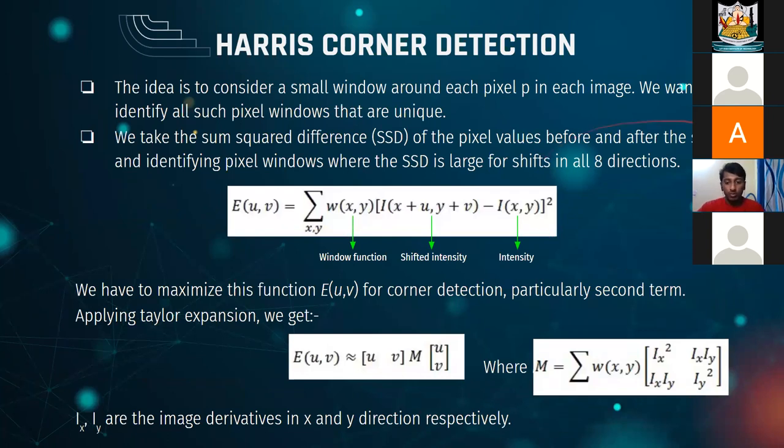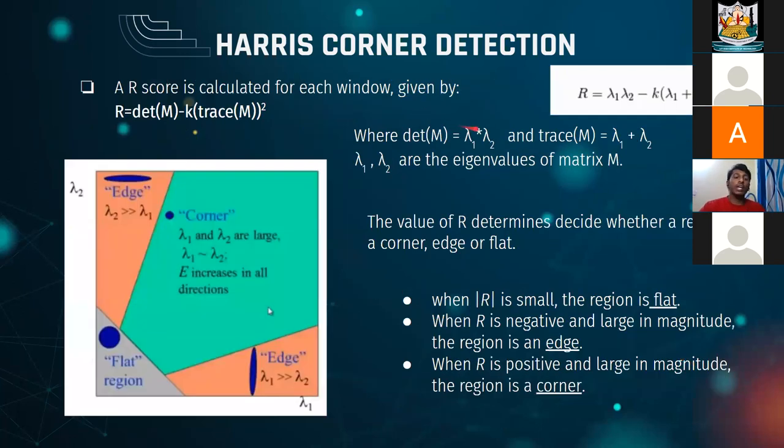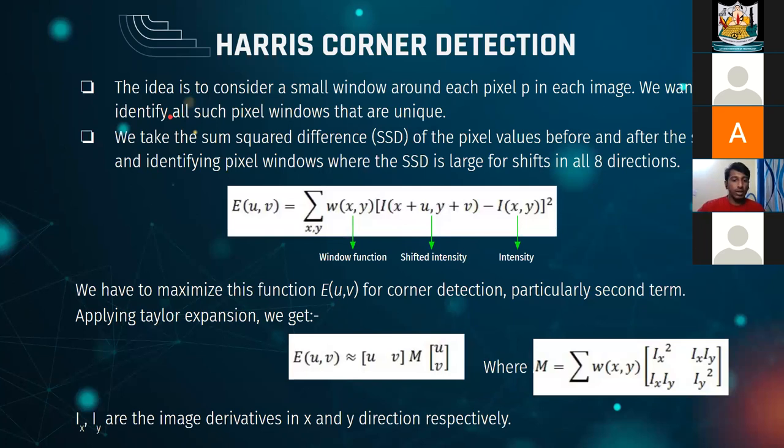So it's a big function. You use some linear algebra techniques to make a matrix, and then you find two values, lambda 1 and lambda 2, using which you can classify this as an edge, a corner, or a flat region. You calculate an R score with the matrix. Now, what was that matrix? You just go over this.